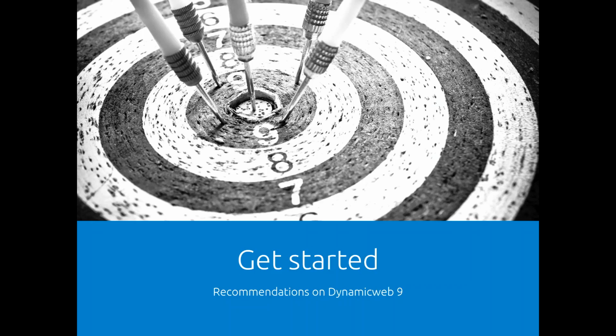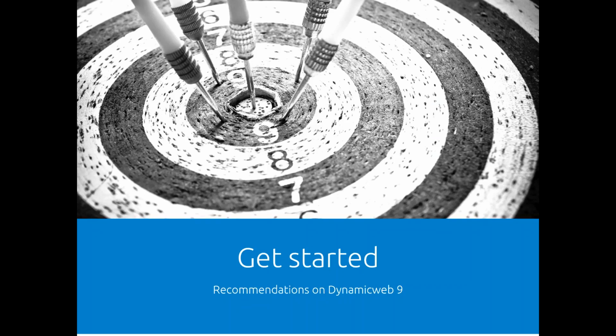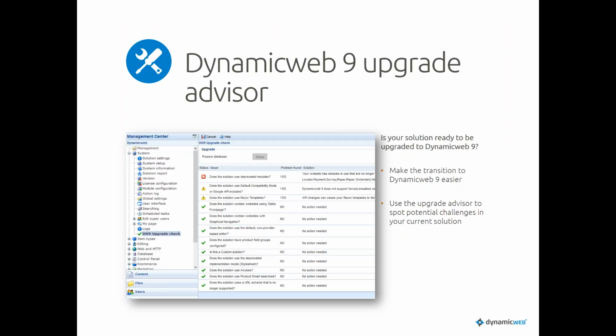So if you are not already on Dynamicweb 9, here are some recommendations on how to get started on this journey. First of all, in your existing Dynamicweb 8 solution, you have the Dynamicweb 9 Upgrade Advisor, which can check what kind of complications you could run into when you do the upgrade. This can give you an indication of how much work it involves, because there are some things that are not compatible, but most of the things in your solutions are compatible. So this guide will give you an overview of the amount of things that need to be addressed as part of the upgrade.